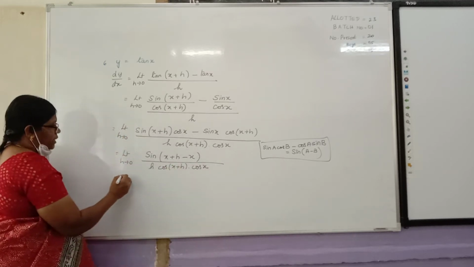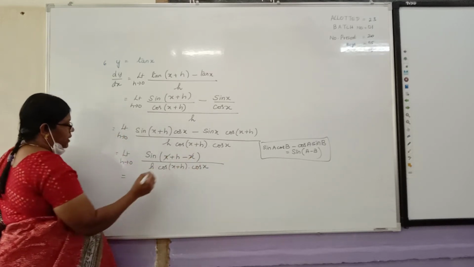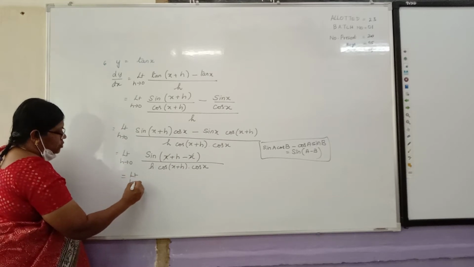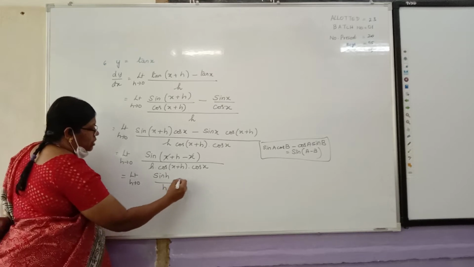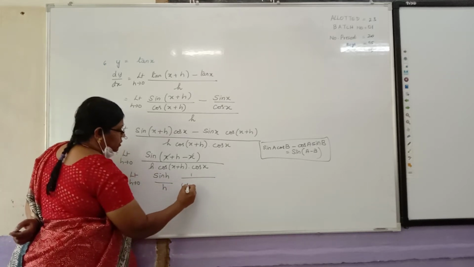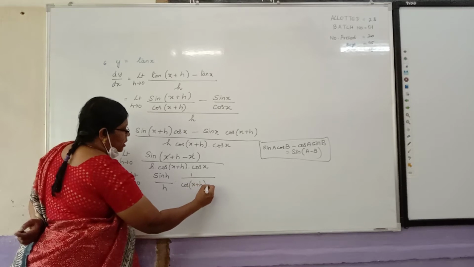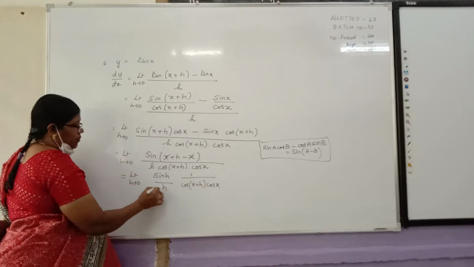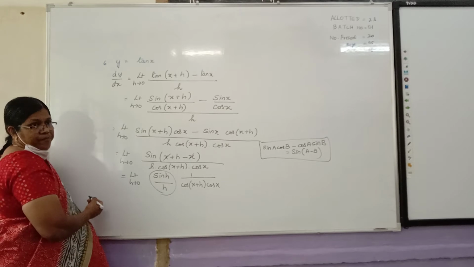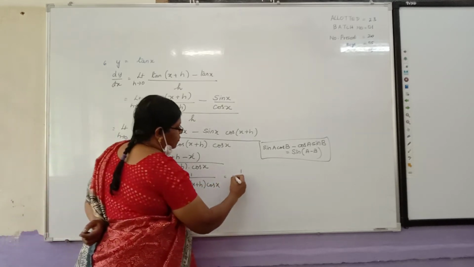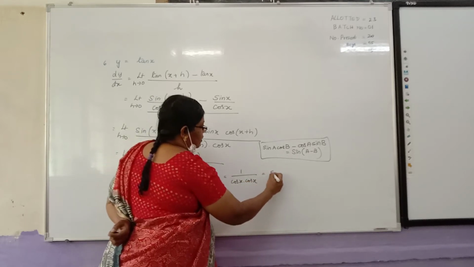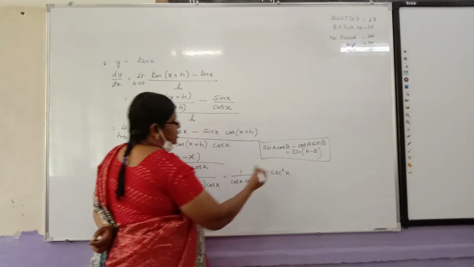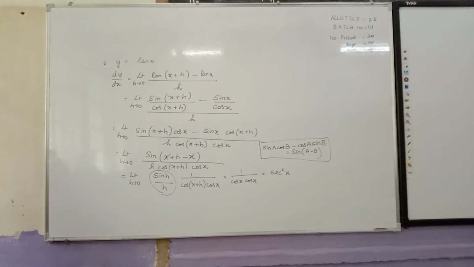Now I will get here this x gets cancelled. So limit h tends to 0, sin h by h into 1 by cos (x plus h) into cos x. Okay, so when I apply the limit, this becomes 1. So 1 by cos x into cos x is nothing but secant square x. So tan differentiation is what? Secant square.